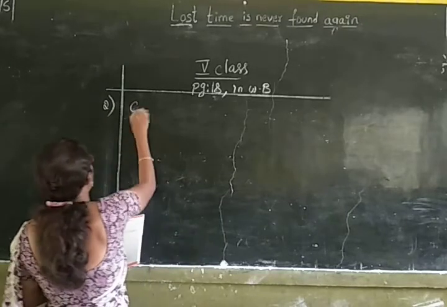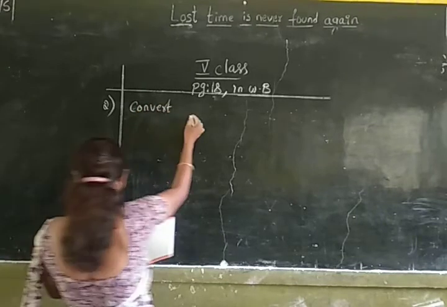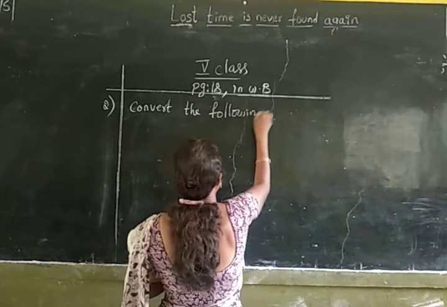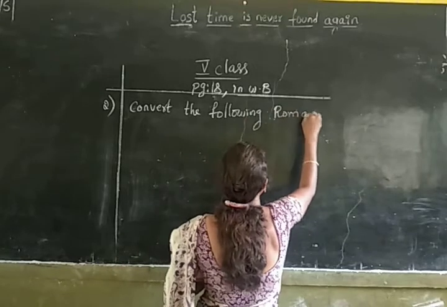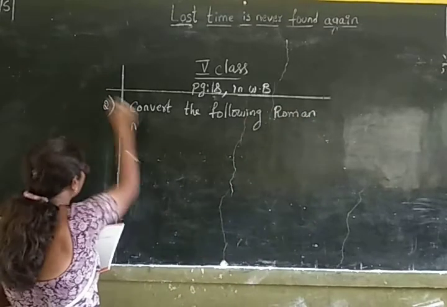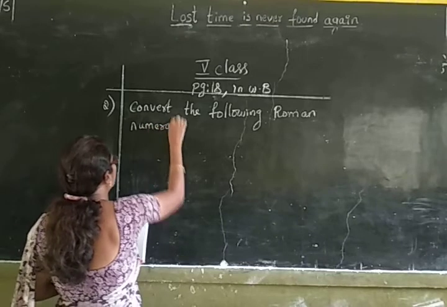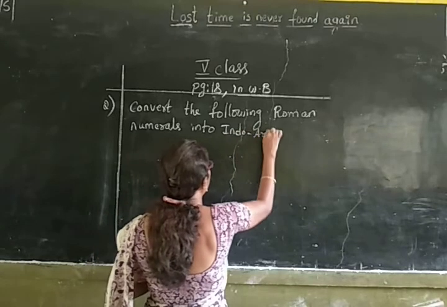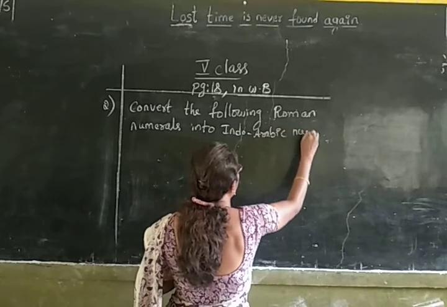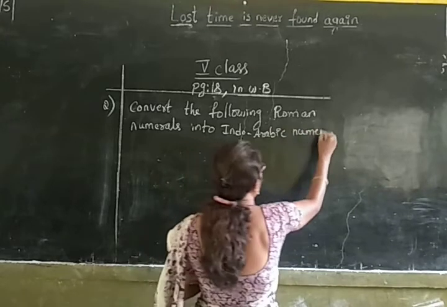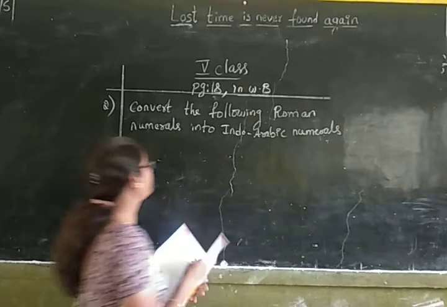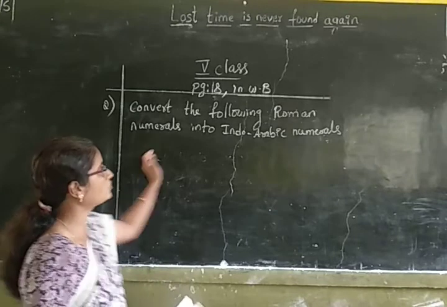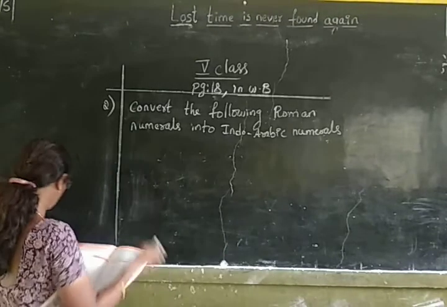Convert the following Roman numerals into Indo-Arabic numerals. In the first sum we have converted Indo-Arabic numerals to Roman numerals. Now we are going to convert Roman numerals into Indo-Arabic numerals. Now let us do a sum.